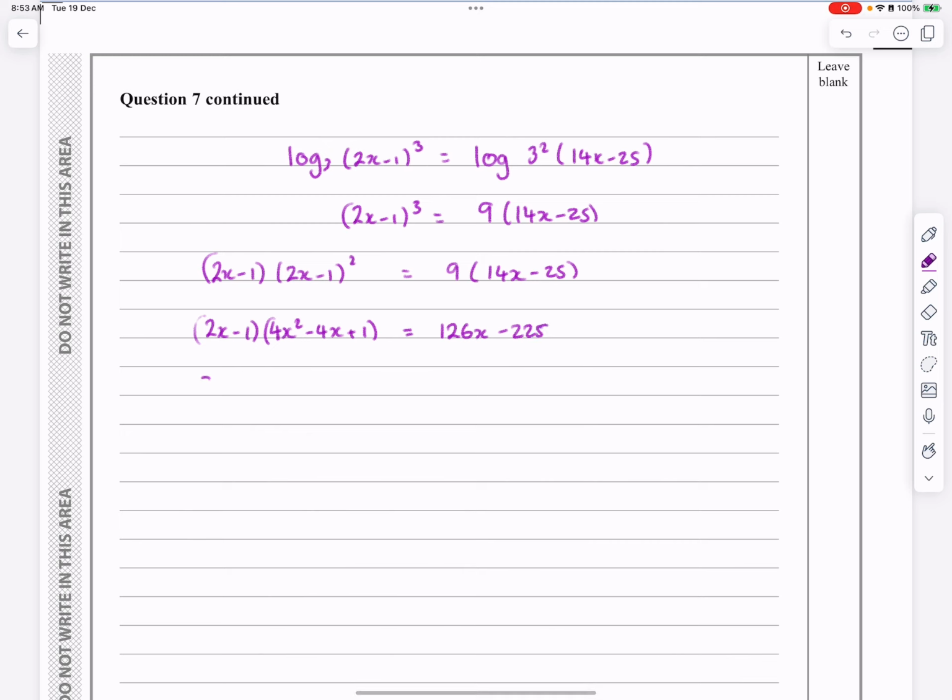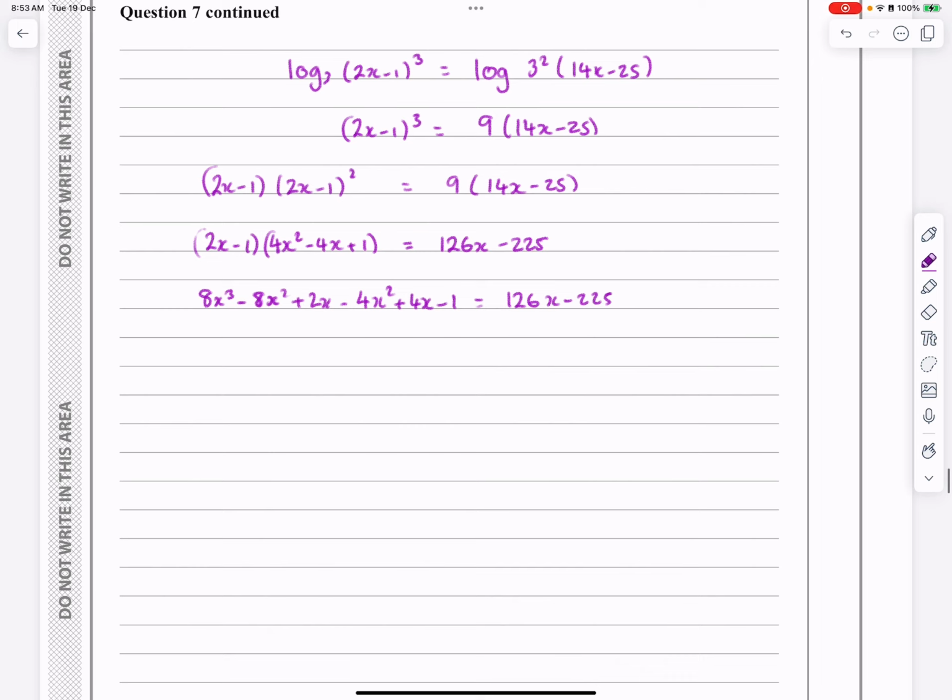So now let's multiply out that left-hand side. Just be careful when you're doing it. So it's 8x cubed minus 8x squared plus 2x. That's everything multiplied by the 2x. Now everything multiplied by the 1 minus 4x squared plus 4x minus 1 is all equal to 126x minus 225. And then getting everything onto one side is 8x cubed minus 12x squared minus 120x plus 224 equals 0.